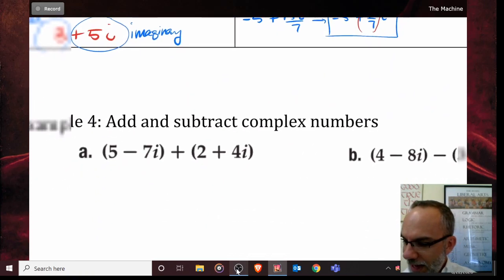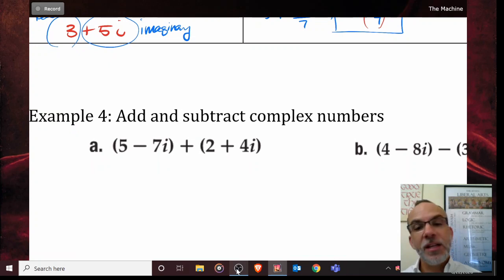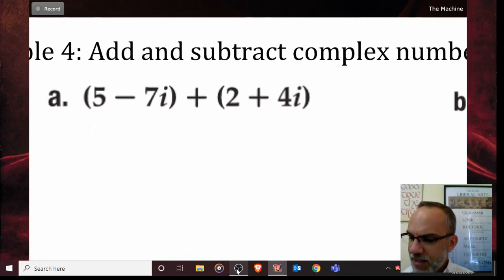Okay, so now add and subtract complex numbers. These things work just the same, like I said, as a variable. You treat it just the same in terms of the rules by which you combine and multiply, but you can simplify things because i squared is negative 1 and i cubed is negative i. You want to reduce the exponent of your imaginary number as much as you can. So for A here, 5 minus 7i plus 2 minus 4i.